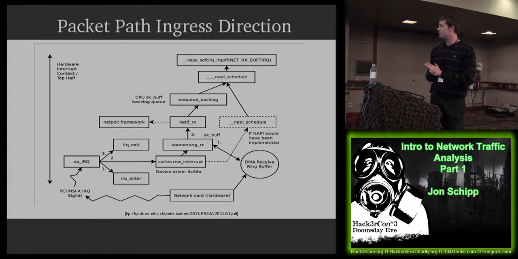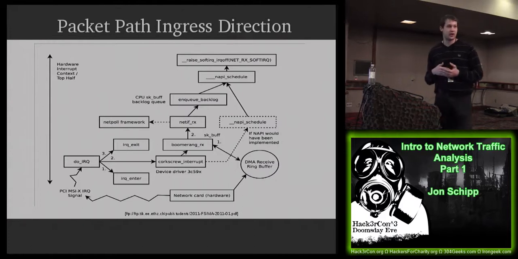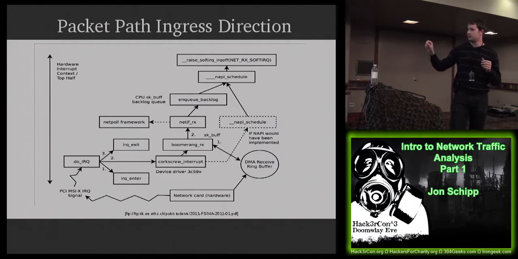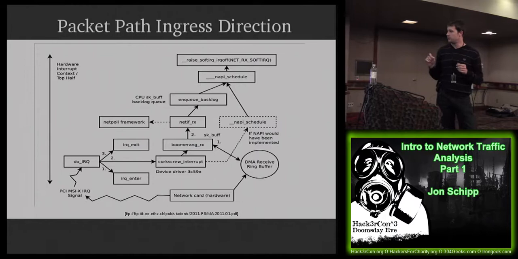Here is a diagram of the packet path, the ingress direction of packets coming into the NIC. So we see at the bottom, an interrupt is the very bottom, which says network card hardware. To the left, we see an interrupt is generated. Then on modern systems, it uses direct memory access to the ring buffer into the operating system. And then over to the right in the dotted line, you'll see the NAPI.